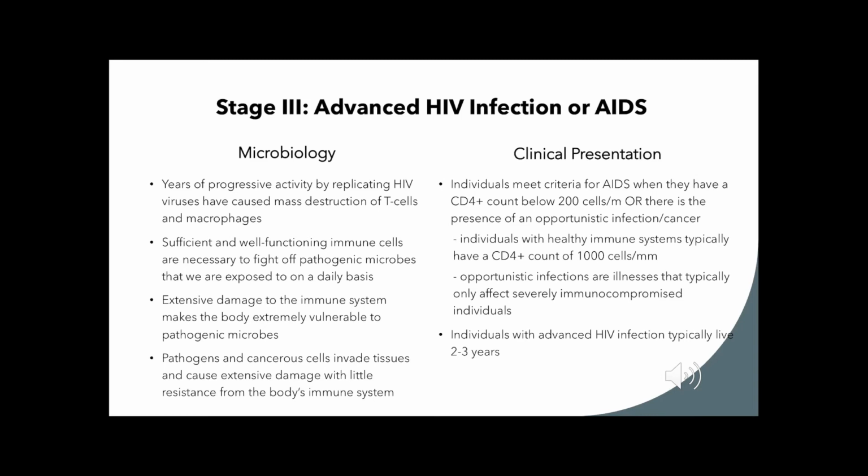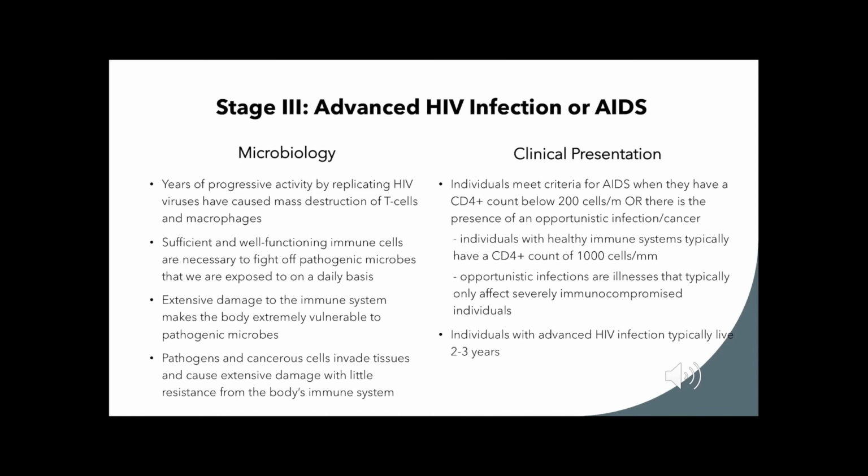the body's immune system. So the clinical presentation of advanced HIV infection is pretty evident. Individuals meet the criteria for AIDS when they have a CD4 count below 200 or the presence of an opportunistic infection or cancer. Individuals that are healthy generally have a CD4 count of around 1,000. And opportunistic infections are illnesses that typically only affect severely immunocompromised individuals.